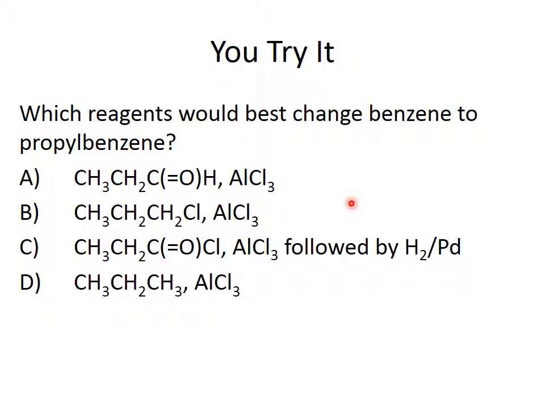Which reagents would best change benzene to propylbenzene? Well, to add an alkyl group to a benzene, we need to have a Friedel-Crafts reaction of some sort. If I look at the first reaction, there's aluminum chloride, but there's no chlorine attached to this that it can pull off. So this is not Friedel-Crafts. If I look at the next one, this is Friedel-Crafts alkylation. But the problem with this is that not only would you have multiple alkylation, but you would have mostly rearrangement to the secondary carbocation before addition.